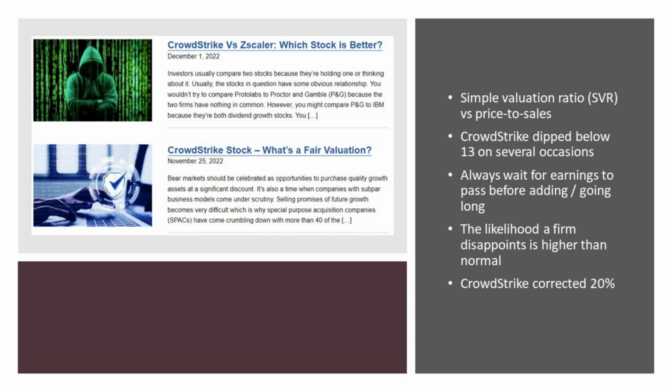So we used that opportunity to start a position, and somebody had raised the question, well, which of these firms is better, CrowdStrike or Zscaler? And honestly, it really comes down to personal preference.